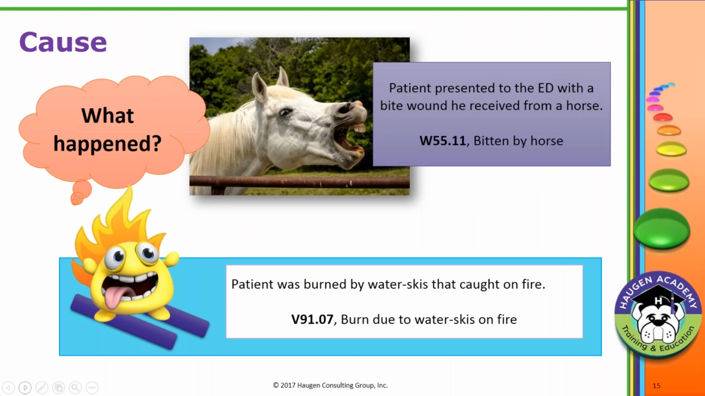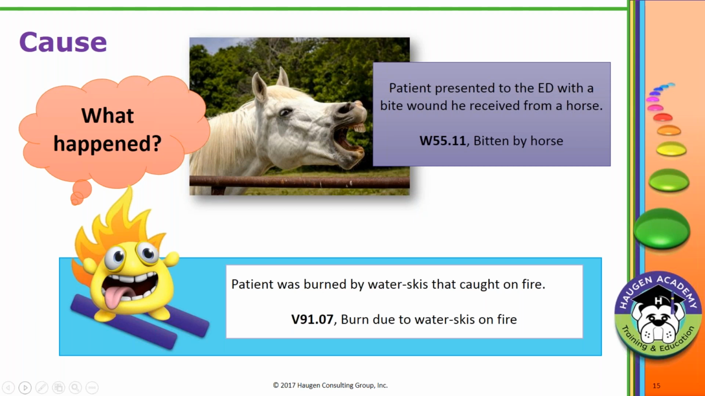All right, so let's get even deeper into the W's. The first W that we just discussed was the what happened. Again, that's going to give us the cause. This can be anything from a motor vehicle accident as a cause of an injury to a person, to even somebody who might have been pecked by a chicken, or, as you can see on the slide, somebody that was burned by water skis that caught on fire. And I have to tell you, I have seen that happen.